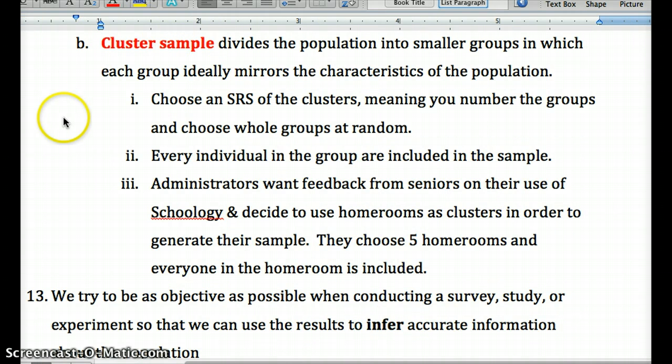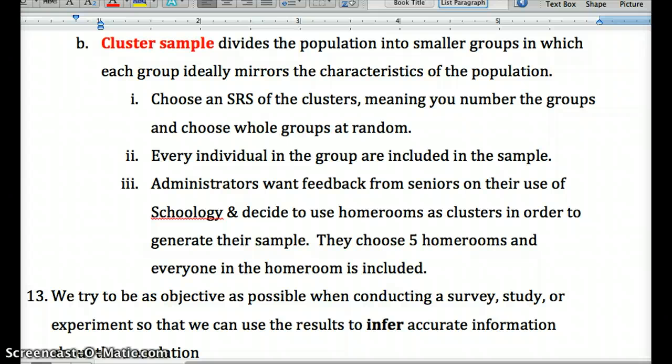A cluster sample would divide the population into smaller groups in which each group mirrors the characteristics of the population. So each group or cluster would have a similar breakdown of the characteristics of the whole population.